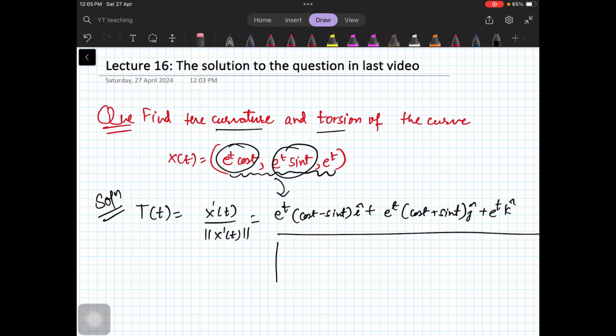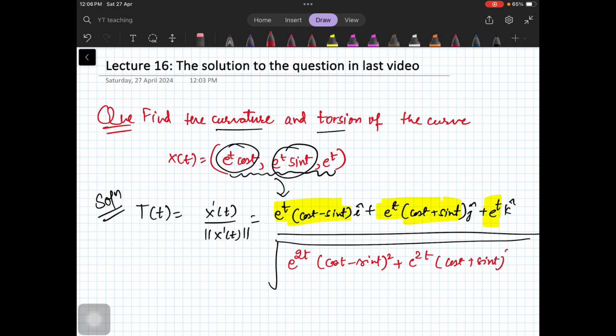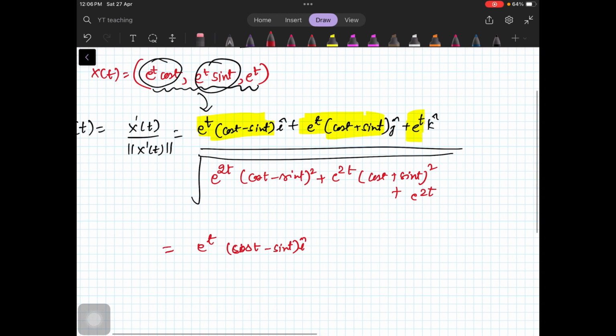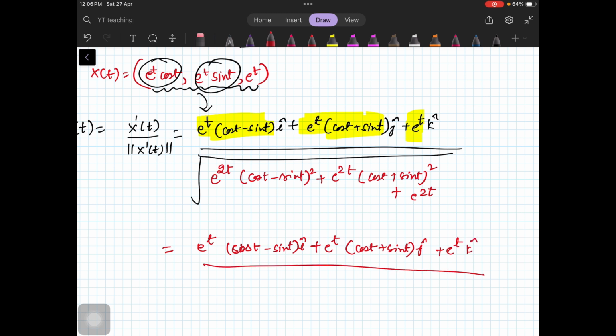And then in the denominator, you have to take the modulus. So you'll do the x component squared plus y component squared plus z component squared. That will be e raised to power 2t (cos t minus sin t) whole squared plus e raised to power 2t (cos t plus sin t) whole squared plus e raised to power 2t. So this is going to be, you see, e raised to power t (cos t minus sin t) i cap, and then the second term, e raised to power t (cos t plus sin t) j cap plus e raised to power t k cap. And in the denominator, you have e raised to power 2t.